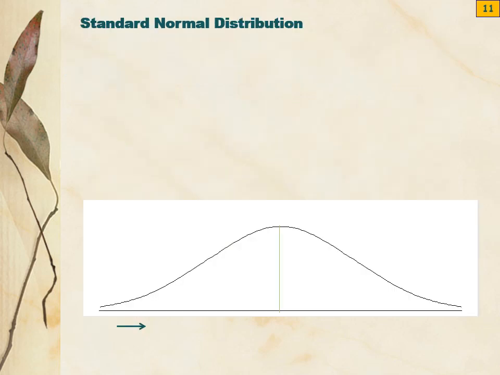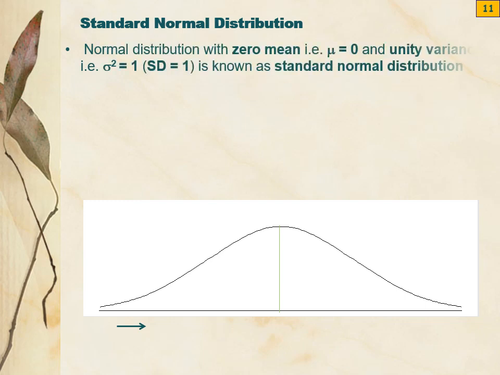Slide number 11. What is standard normal distribution? Normal distribution with mean 0 and variance 1. Variance 1 means SD is also 1, because SD is the positive square root of variance. When the mean of the variable is 0 and the SD or variance of the variable is 1, then the normal distribution is known as standard normal distribution.